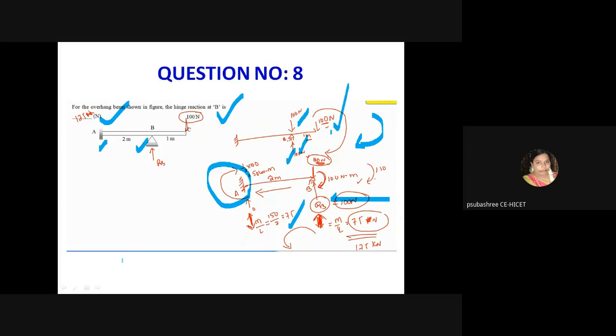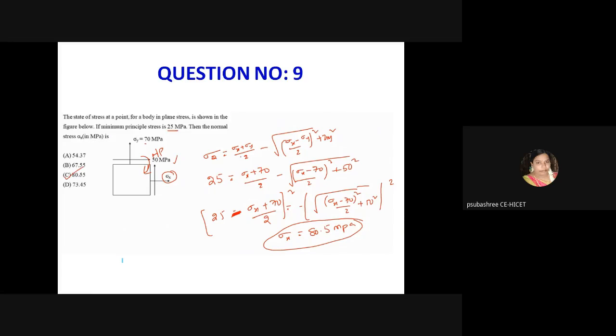In this question, you should apply the compatibility equations. You assume the upward and downward loads are of equal magnitude, then proceed with the formulas and get the answer. The next question.